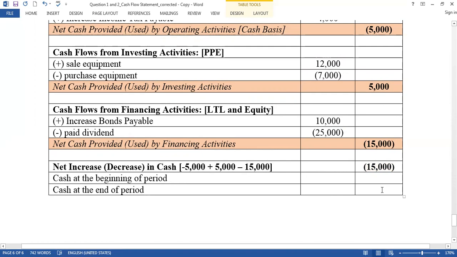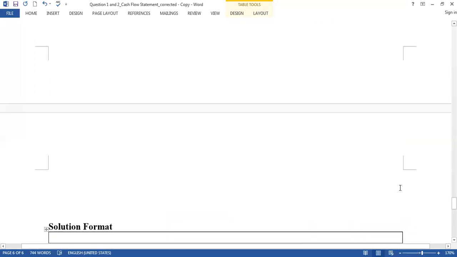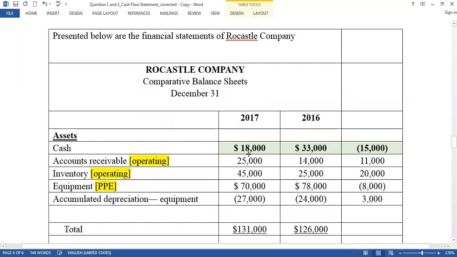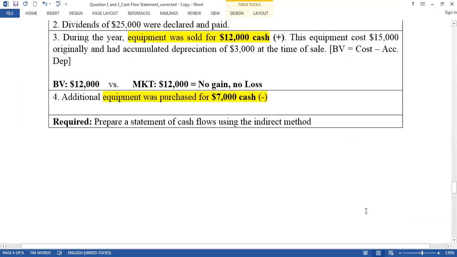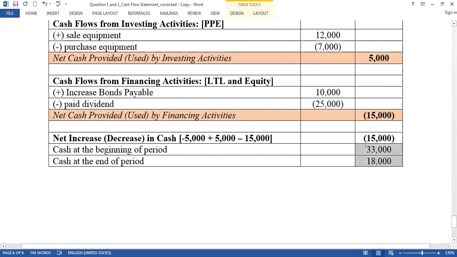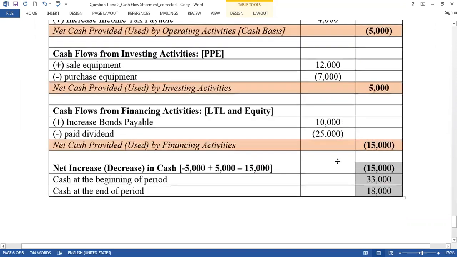So beginning cash: last year and the current year information of cash. Current year cash is $18,000 and previous year cash is $33,000. This is from the question, I just copied it from the question. Current year minus previous year equals decrease. Look at this here. Current year minus previous year equals decrease, and we prove this from here.